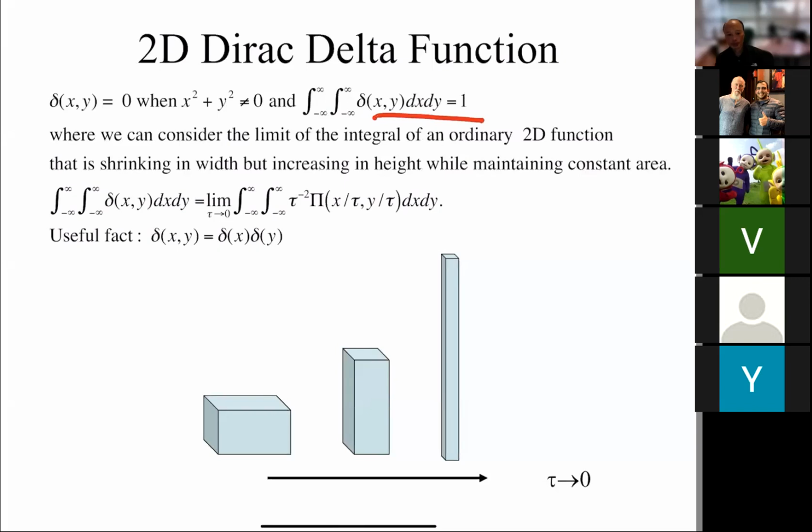Just as in 1D, we can start off with something that has an area of 1. So this is 1 by 1 by 1, which would have an area of 1. As we reduce the base, we let the height increase, and the limit as tau goes to 0 is a very spiky function in 2D. A very useful fact to keep in mind is that delta(x,y) is just the product of delta(x) and delta(y). We'll see later that this is an example of what's called a separable function.